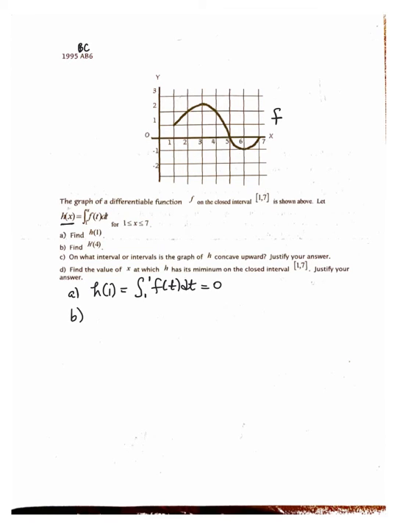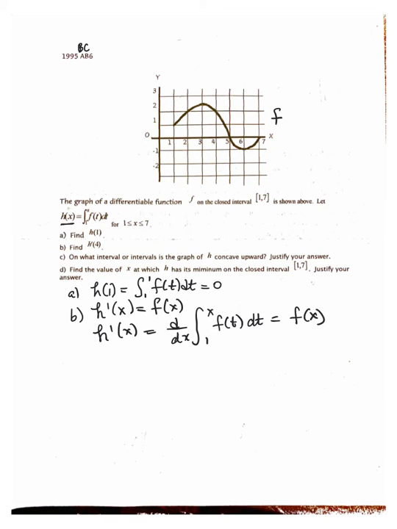Then it asked us for the derivative of h at 4. So first we have to realize that the derivative of h gives back f. In fact, I'll write it out. The derivative of h is the derivative of this definite integral, and by the Fundamental Theorem of Calculus Part 2, that gives back little f of x. So the derivative of h at 4 is f at 4, and if we look on the graph, we see that f of 4 is 2. So the answer is 2.